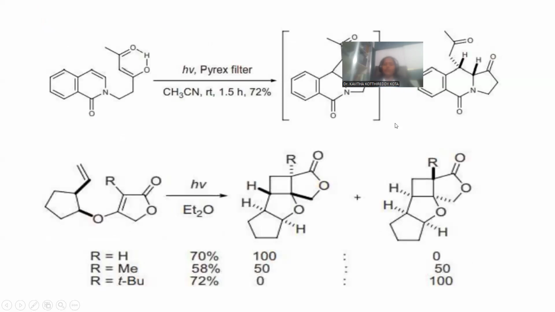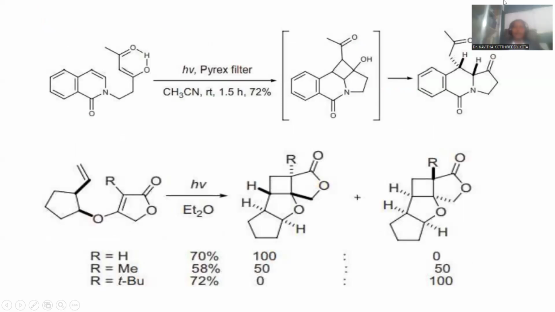The same reaction will proceed with various examples. I am taking an isoquinoline derivative over there. H nu conditions and a Pyrex filter are added over there. Acetonitrile could be the solvent medium at room temperature. A 1.5 hour time duration is taken for this reaction.